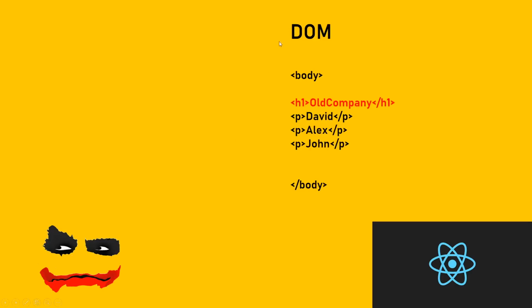So let's see how this process actually works. So we have the actual DOM, which will be shown when the component initializes, and it will have the old company value. After that, we will make a setState, and we will modify the state, the company name value, and this will trigger re-rendering.